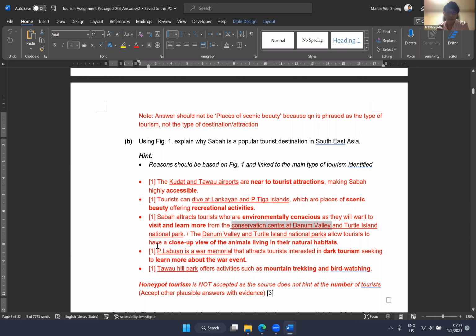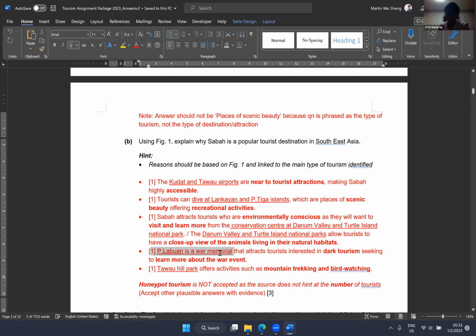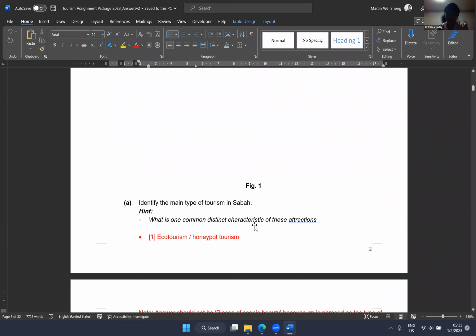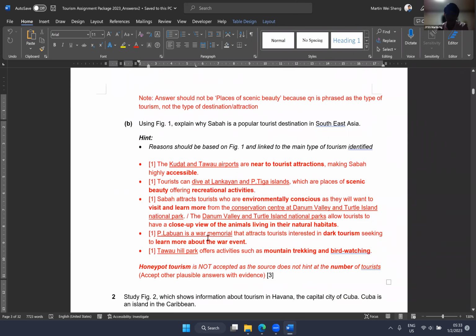Then next you can also say that there is a war memorial over there. So it could be interesting to those who are seeking dark tourism to learn more about the war event, right? And then finally, you can say that it offers activities such as mountain trekking and bird watching, right? So make sure that you pick any of these tourist activities that's shown in the figure and explain why people would want to visit this area.